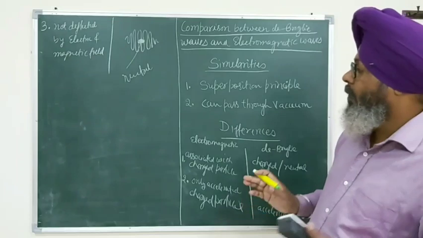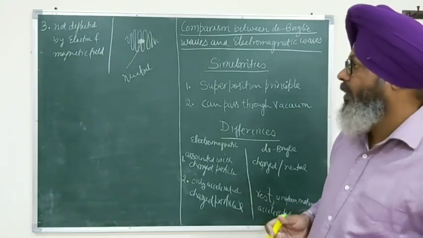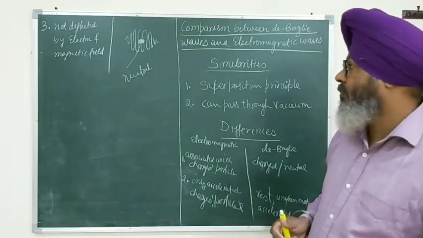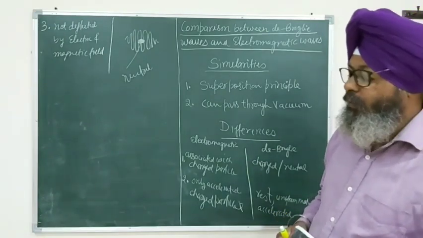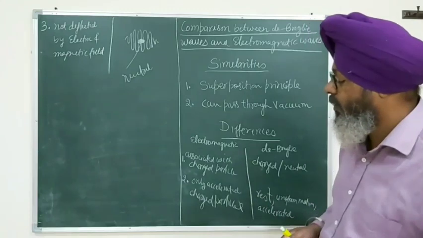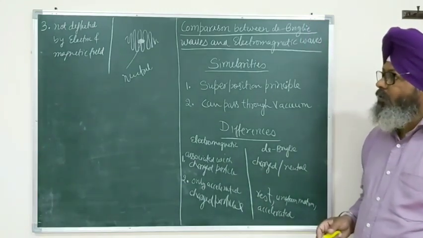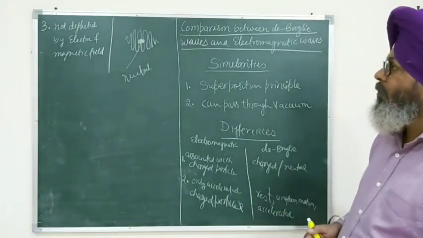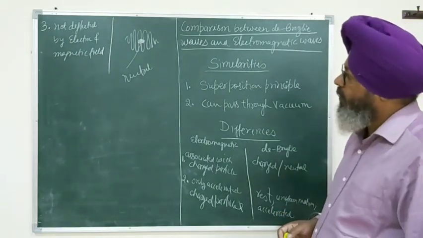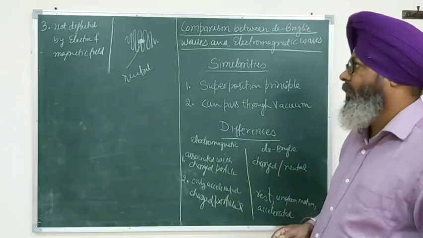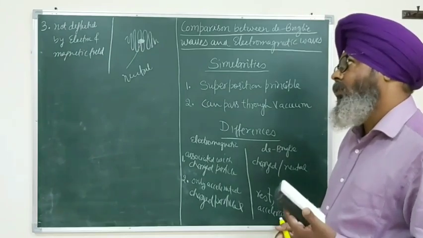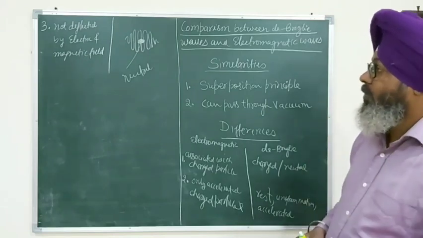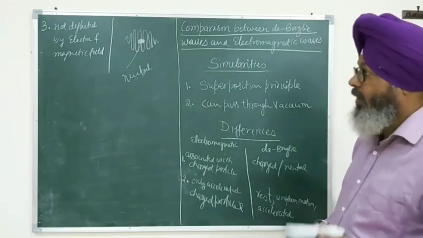If I pass a beam of neutrons through electric and magnetic fields, that beam of neutrons will go straight. I must say that the beam of neutrons will go through the region of electric and magnetic fields undeflected. And if the neutron beam is going undeflected, therefore the de-Broglie wave associated with this neutron should also go undeflected.